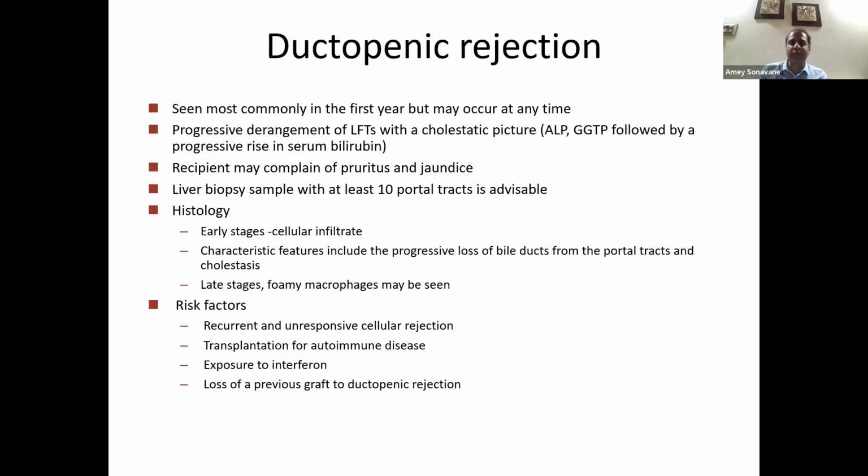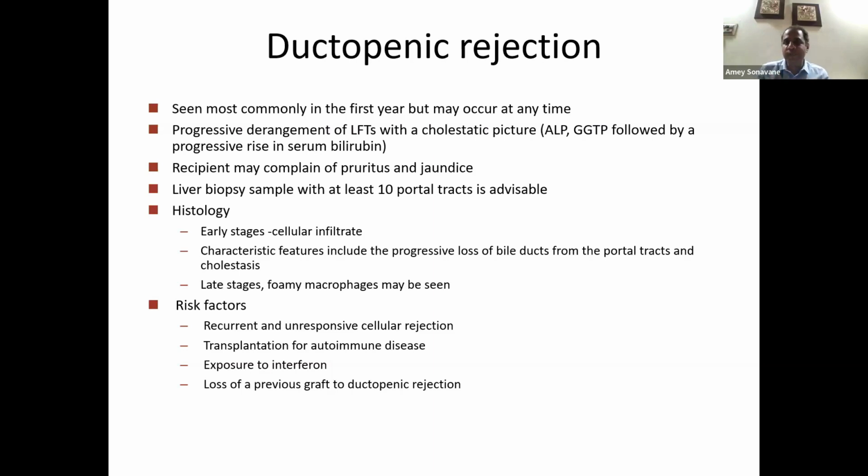In patients with ductopenic rejection, we classically see in the histopathology an early stage cellular infiltrate, progressive loss of bile ducts, and foamy macrophages. If you find these particular features on the histopathology of the liver biopsy, then these patients are more prone to have chronic or ductopenic rejection. And we have seen that in these patients, if you switch over from a CNI to an mTOR inhibitor, we can salvage at least 50% of these patients who develop a ductopenic rejection.